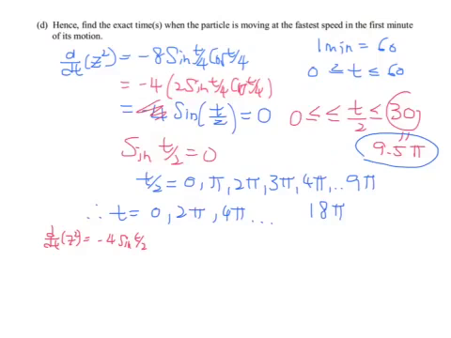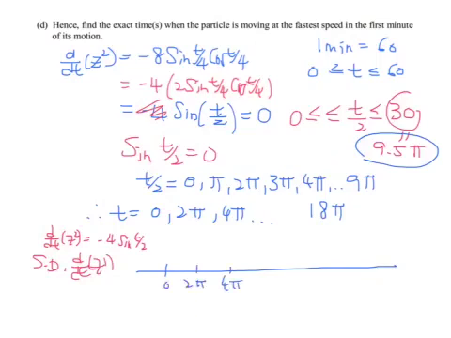Now recall that dz squared dt is in fact minus 4 sine t over 2. I'm repeating it right here, and we need to check which of these solutions give the maximum or the fastest speed. To do that, we use a sign diagram of d dt z squared. It's going to be long. We have 0, and we put 2 pi, 4 pi, 6 pi, and there's quite a number of them.